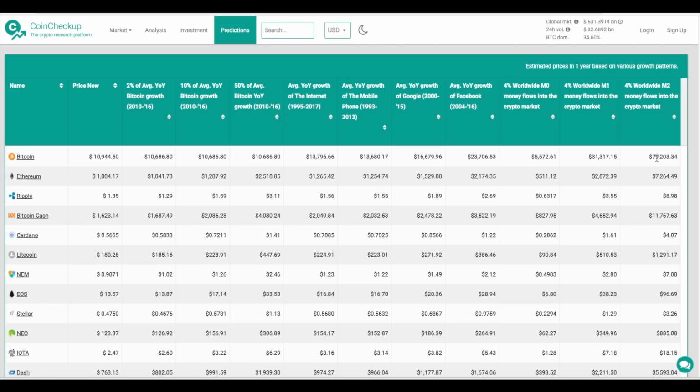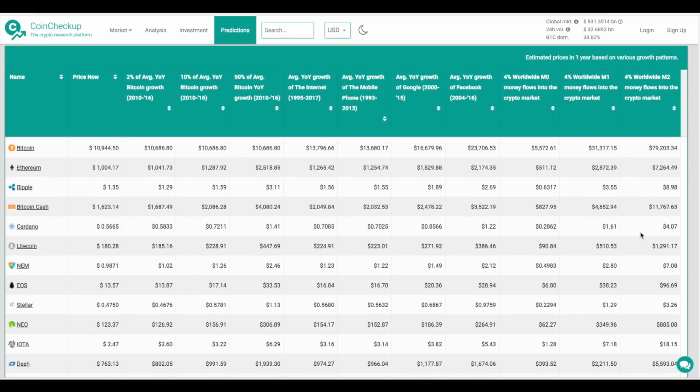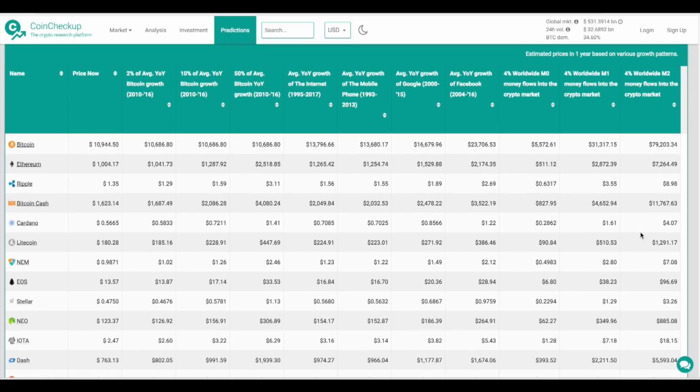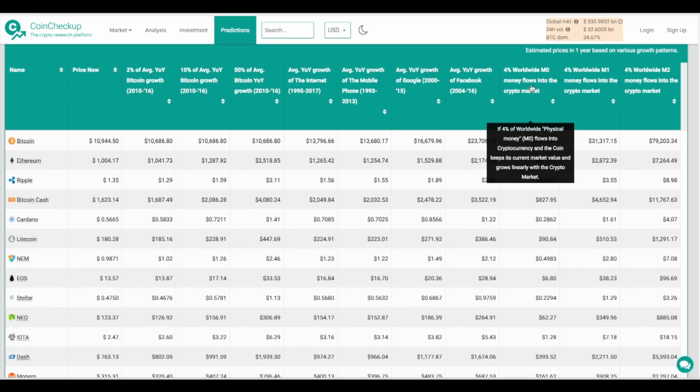We got a $79,000 Bitcoin, Ethereum at $7,000, Ripple at $898, Bitcoin Cash $11,000. So you can see, just based on some of their, let's see, if 4% worldwide physical money flows into cryptocurrency and the coin keeps its current market value and grows linearly with the crypto market, these would be the prices, right?